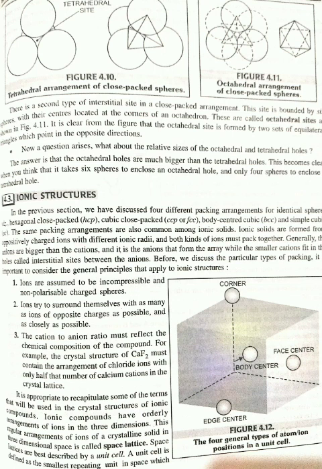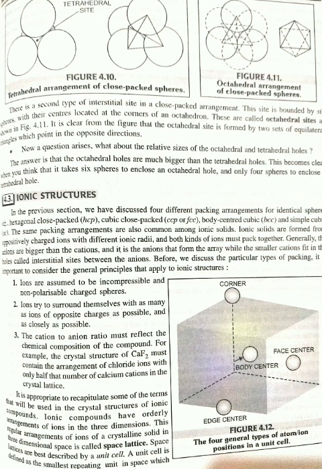In the previous section, we have discussed 4 different packing arrangements for identical spheres: hexagonal close packed, HCP; cubic close packed, CCP or FCC; body centered cubic, BCC; and simple cubic, SC. The same packing arrangements are also common among ionic solids.